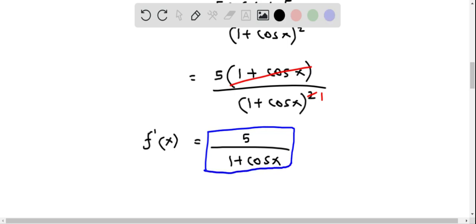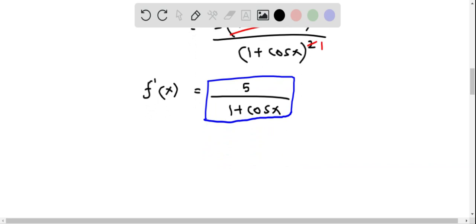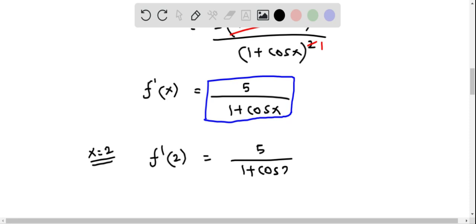We now find f prime of 2 by plugging in x equal to 2 into the f prime of x. That is, we plug in x equal to 2 into the f prime of x expression. So we get f prime of 2, and this equals 5 divided by 1 plus cosine 2. So let's put this expression in the calculator, and when we do that, we approximately get 8.56. This is approximated to two decimal places. And remember to put the calculator in radian mode when calculating cosine 2.